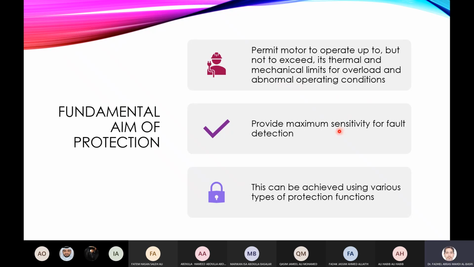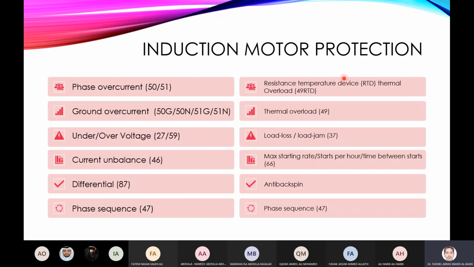The second aim is to provide maximum sensitivity for fault detection. And third, how do we achieve those? This can be achieved using various types of protection functions, and there are many of them. We have phase overcurrent protections, whether instantaneous or time-delayed, and ground overcurrent protections.